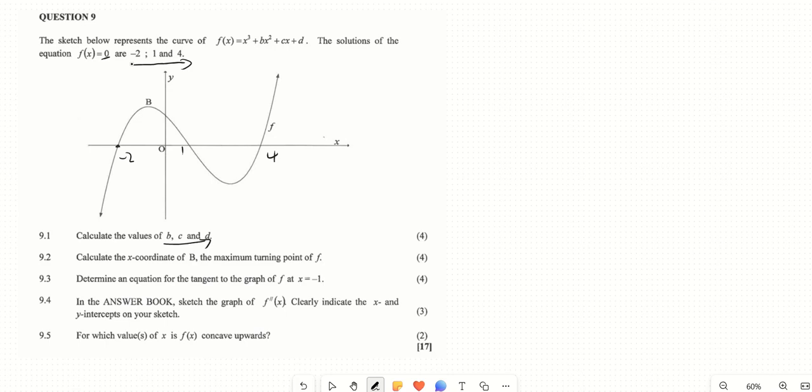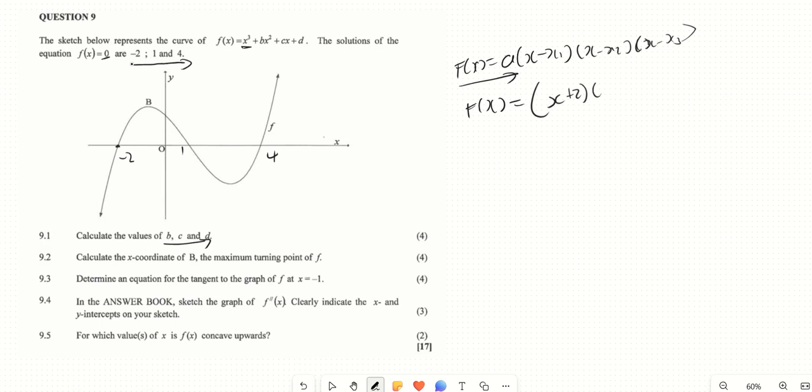But remember, the equation depends on what we are given. In this case, we're given the roots. If given the roots, we write f of x equals a into x minus x1, x minus x2, x minus x3, because of the roots. In this case a is given, it's 1. So f of x equals x. Now this is the first root, we opposite the sign, it is -2, here we write +2, x, here it's 1, we write -1, x, here it's 4, we write -4.